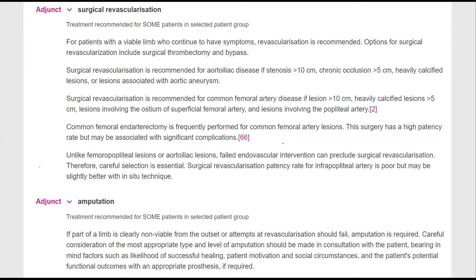Later on, in the September 2020 exam, we'll talk about three vascular surgery scenarios, and we will remember this from here. Amputation, again: if part of a limb is clearly non-viable from the beginning, or after attempts at revascularization have failed, amputation is required.